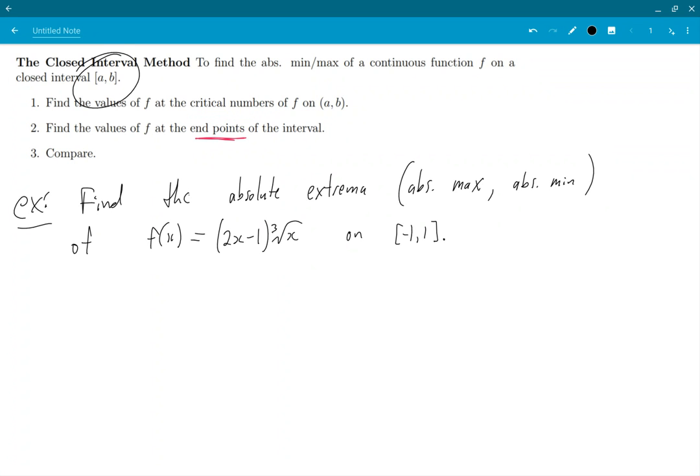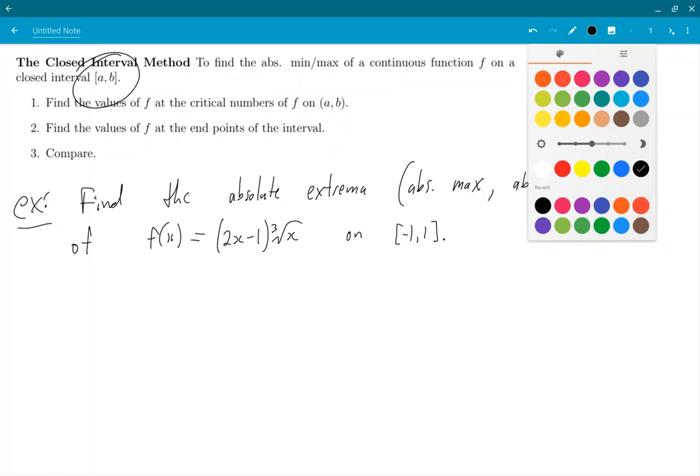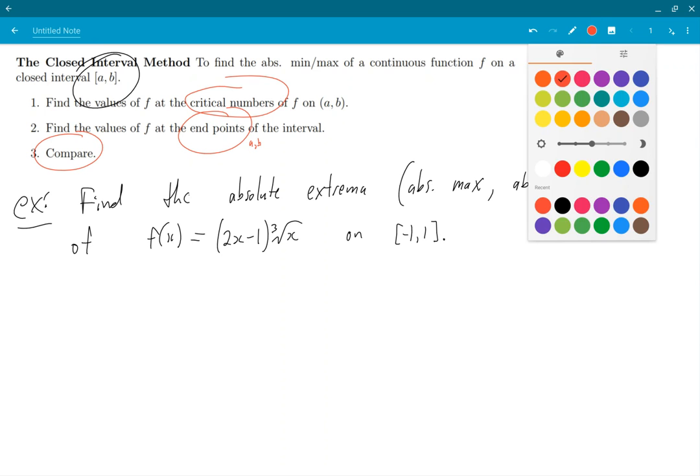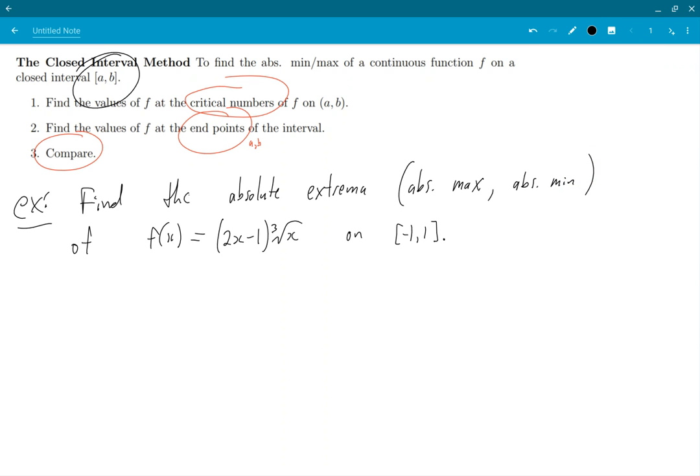Okay, so what am I going to do? I'm going to find the critical numbers. Okay, set f prime equal to 0. Also find out when f prime doesn't exist. See what's happening there, and also see what's happening at a and b. So this is a, b here. And then I'm going to compare. Okay, comparing, that means we'll find out where the biggest f value is and where the smallest f value is.